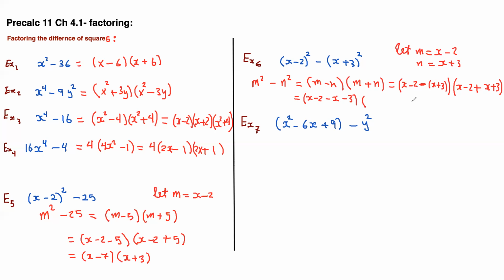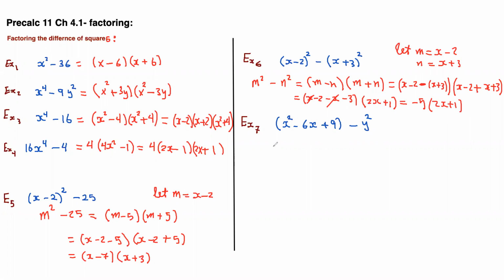And this one will give me 2x, plus 1. I'm just going to simplify that, which finally equals, the x's will cancel, negative 2 minus 3 is negative 5. So I don't need a bracket around that. And then you have 2x plus 1. This is done.